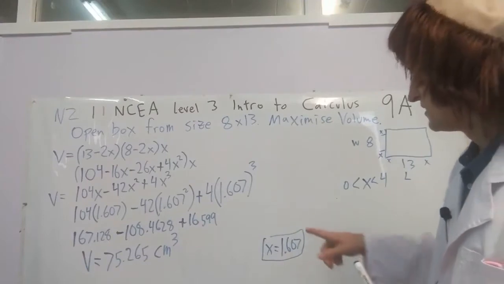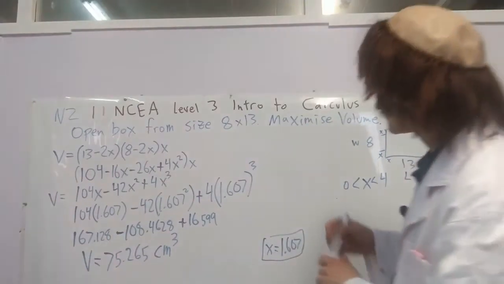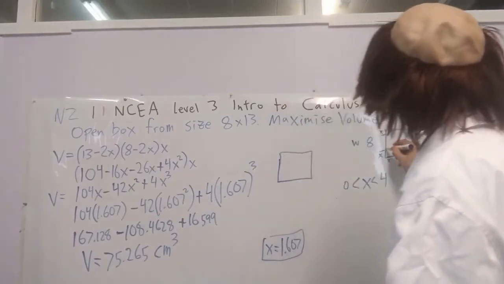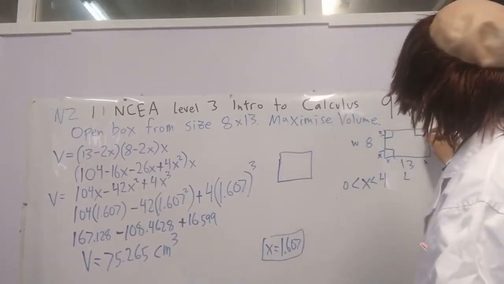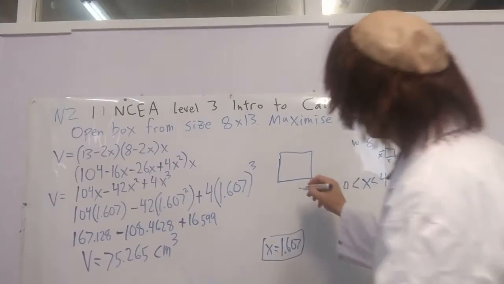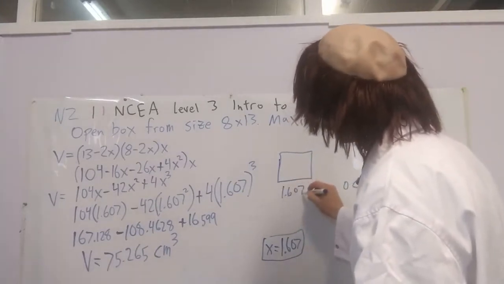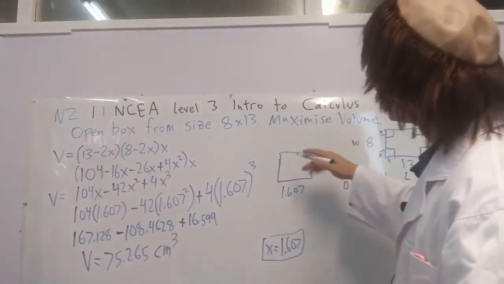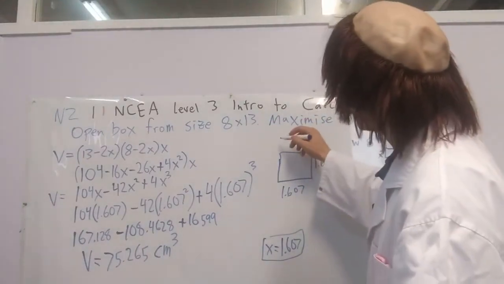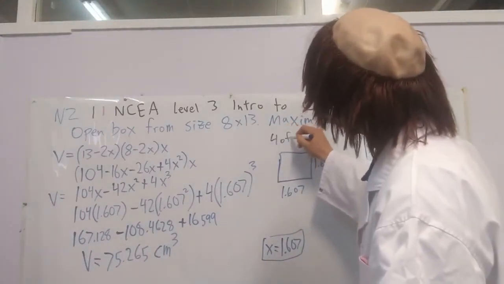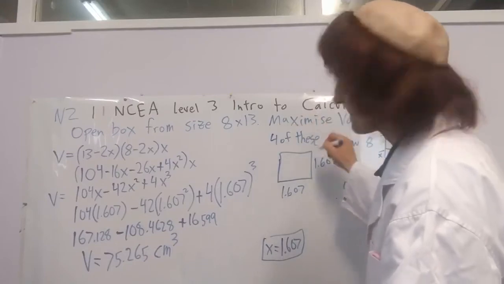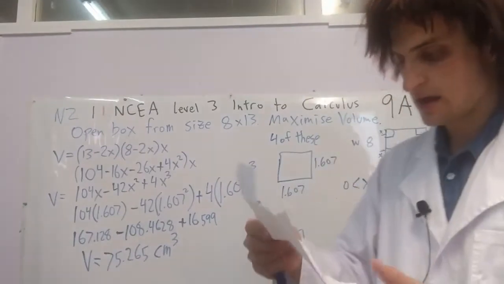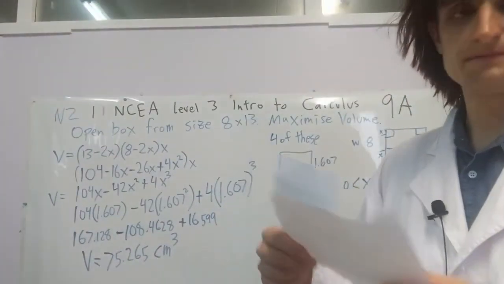Almost finished. Then we just have to find the sizes of the squares. We'll have 4 of these squares that are cut out, like that. If you want to draw the diagram, 1.607, 1.607, and we'll have 4 of these. So 4 of these. Now I believe the question is finished.